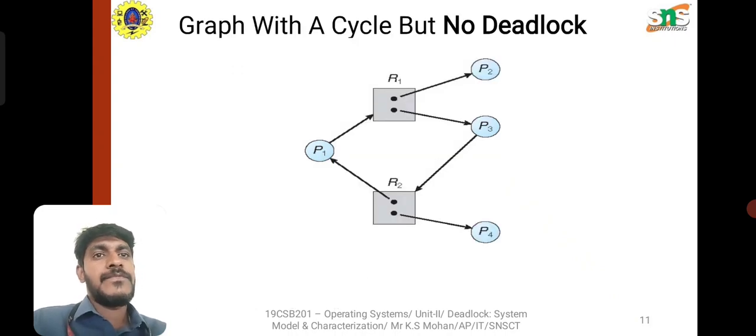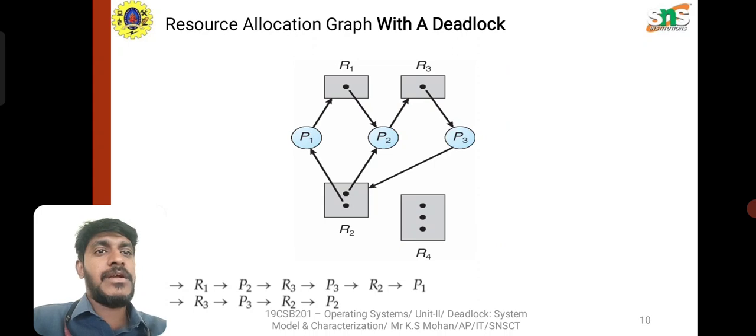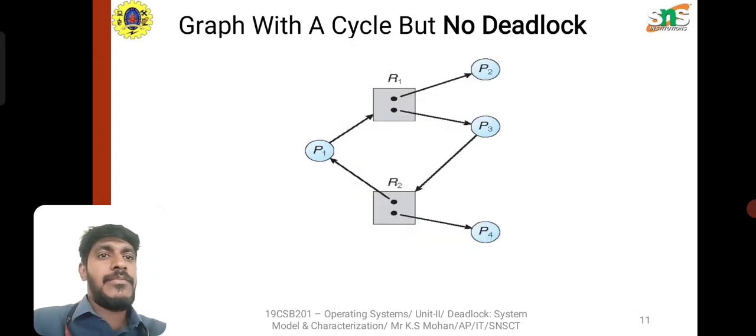So here is a graph with a cycle but no deadlock. In the previous graph we had a deadlock. Why? Because the same resource was allocated to P1 and also requested by another process. Here P1 is allocated the resource R1 and R1 is allocated to P2. R1 is also related to P3, and R2 makes a request to process 1. So here the graph has a cycle but no deadlock.